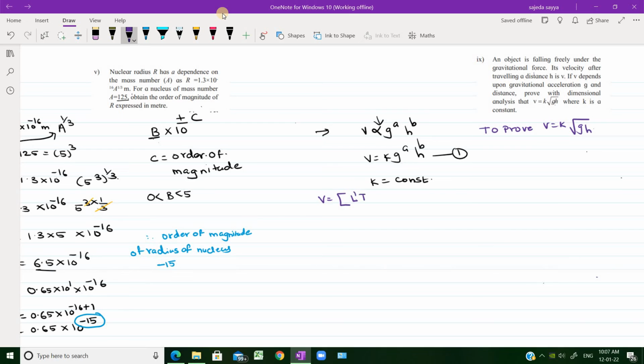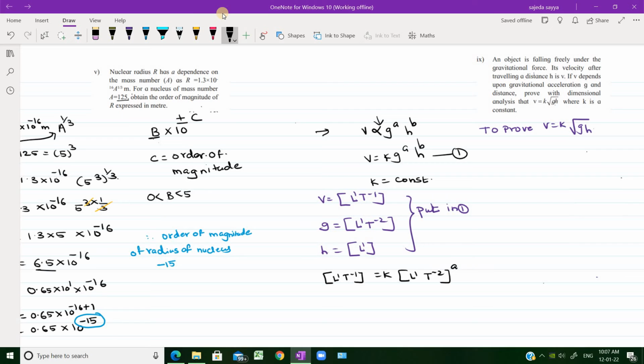Okay, so let us first of all write the dimensions. Velocity is L raised to 1 T raised to minus 1. Acceleration due to gravity is meter per second square, so it is L1 T raised to minus 2. Height h is in meters, so it is L raised to 1. Put all these dimensions in equation 1. So we get L1 T raised to minus 1 equals k times L1 T raised to minus 2 raised to a, times L raised to 1 raised to b. On simplifying, L raised to 1 raised to a is L raised to a, T raised to minus 2 raised to a is minus 2a, and L raised to 1 raised to b is L raised to b.